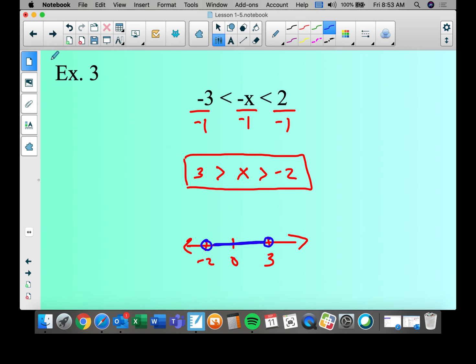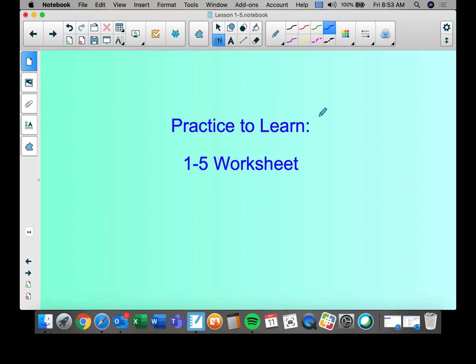Okay? So the homework that I want you to do, or the practice to learn, for Monday, is the 1-5 worksheet. Work your way through that. Make sure you're showing your work, and come to class on Monday or Tuesday, and let me know if you have any questions on anything, and we will work from there. Bring any questions on the lesson. Bring any questions from the worksheet.